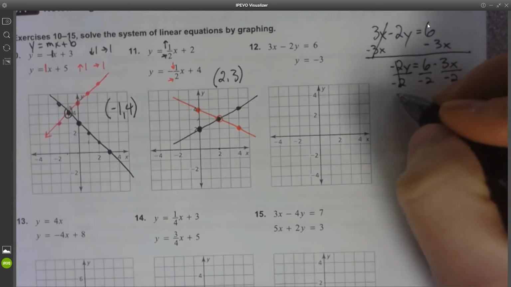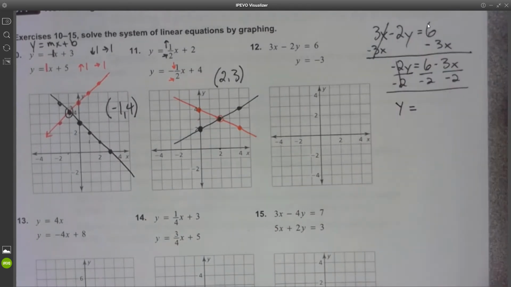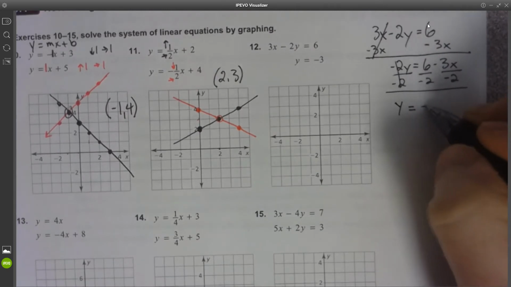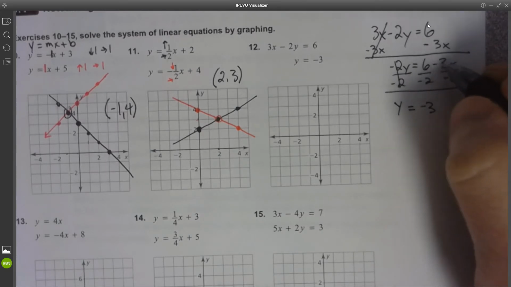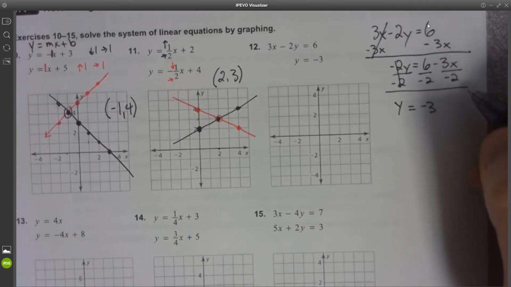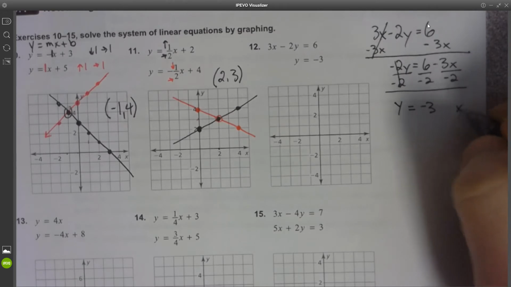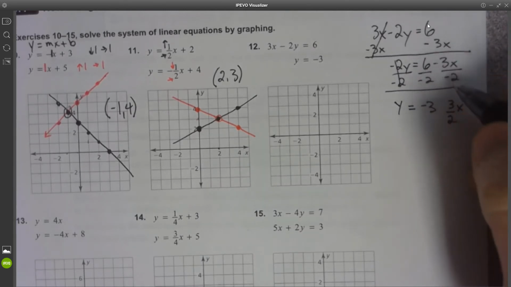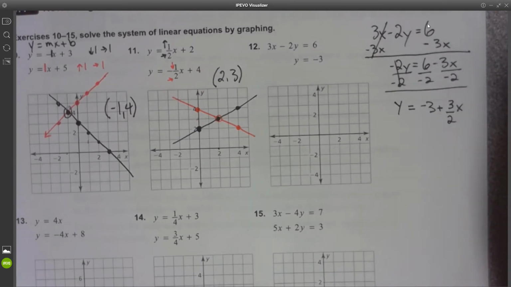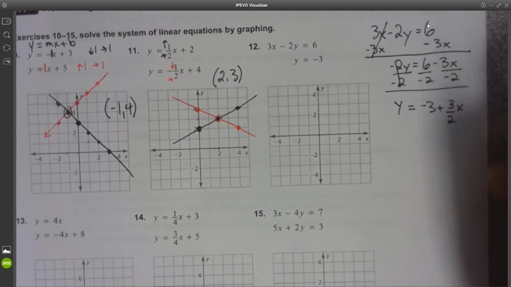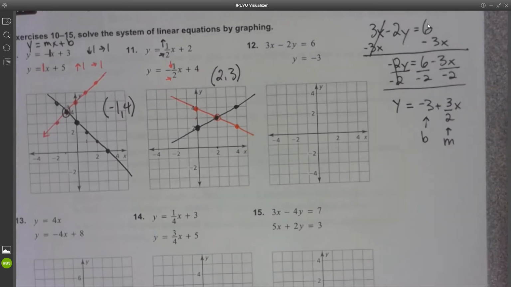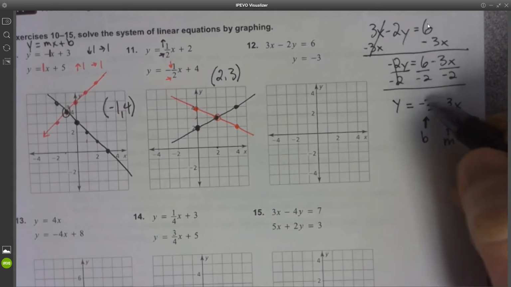So dividing by negative 2 gives me 1y isolated by itself on the left side. 6 divided by negative 2, that's negative 3. And then negative 3 divided by negative 2 doesn't divide evenly, so let's leave it as a fraction. It also is not a reducible fraction because they don't have any common factors. But I did have a negative divided by a negative, so that's positive. So now I can see my slope is 3 over 2, and my y-intercept, the number without x, the constant term, is negative 3.